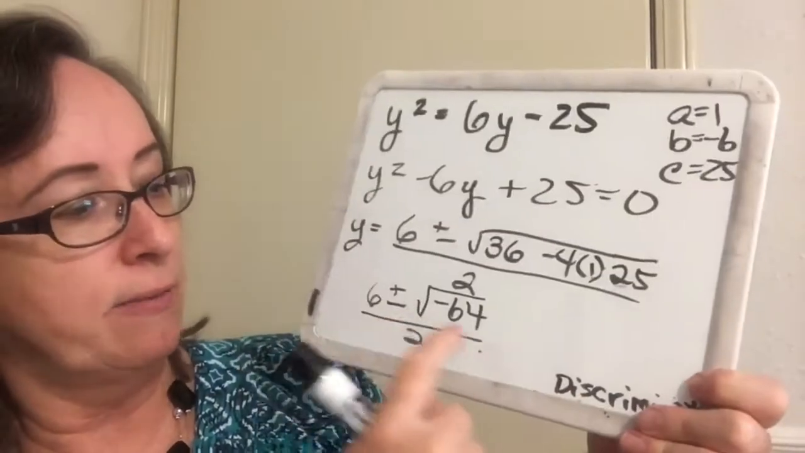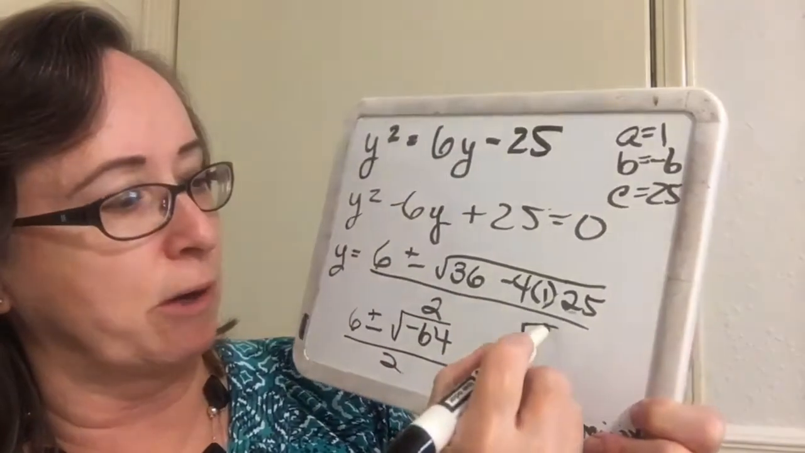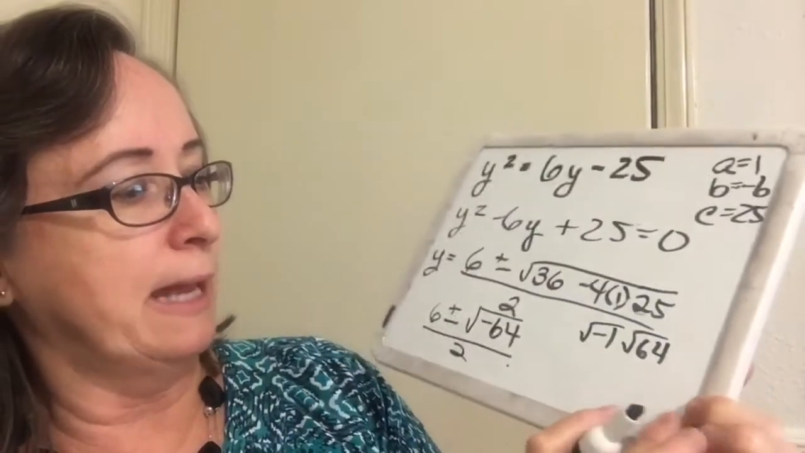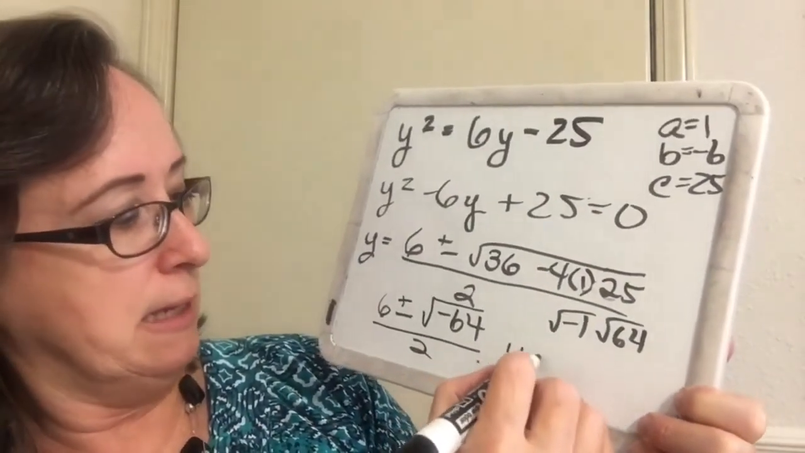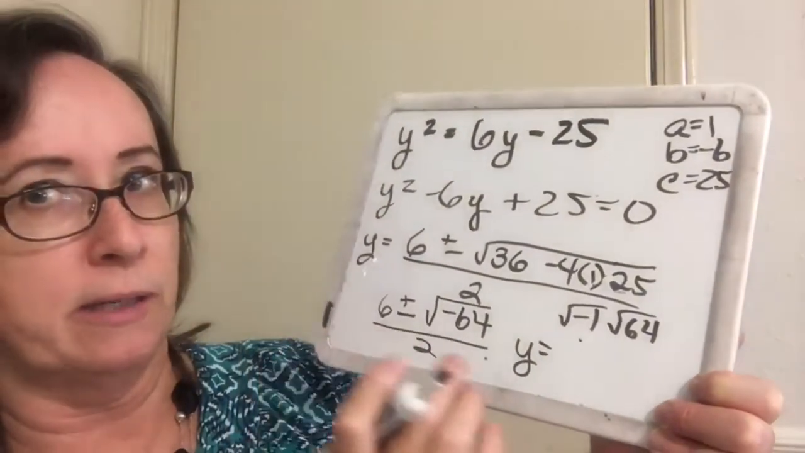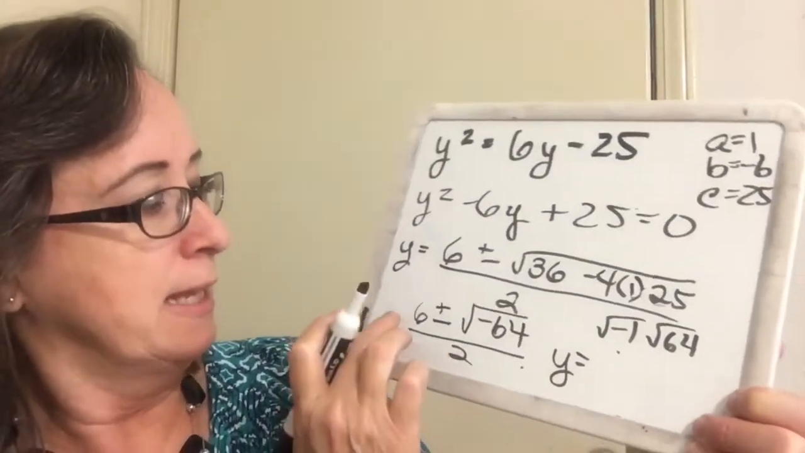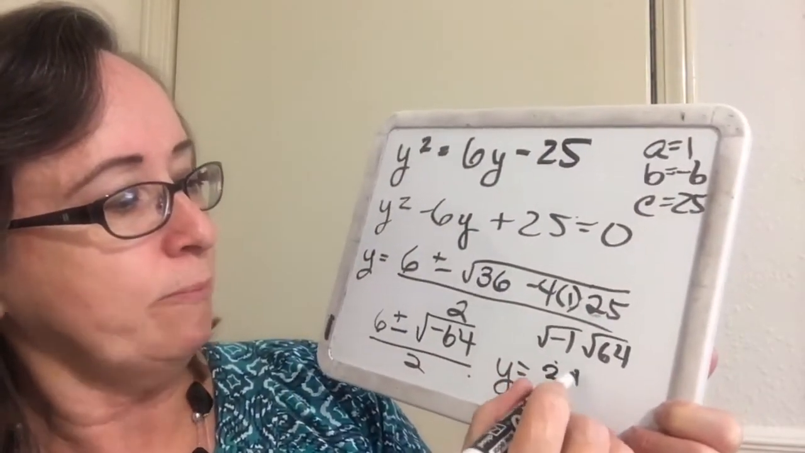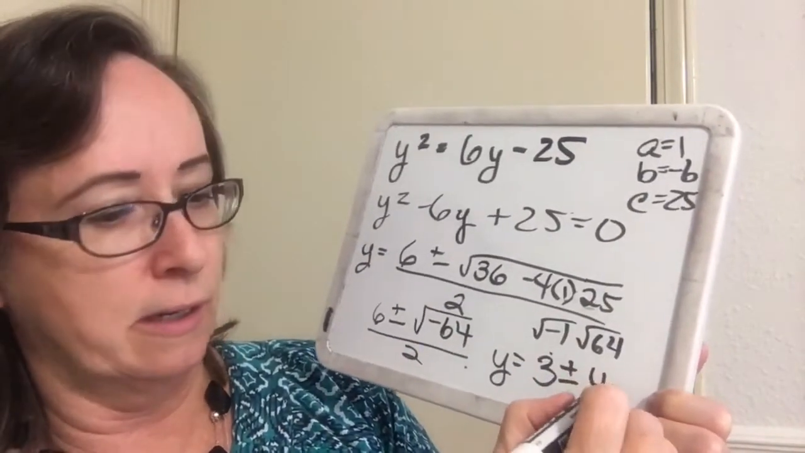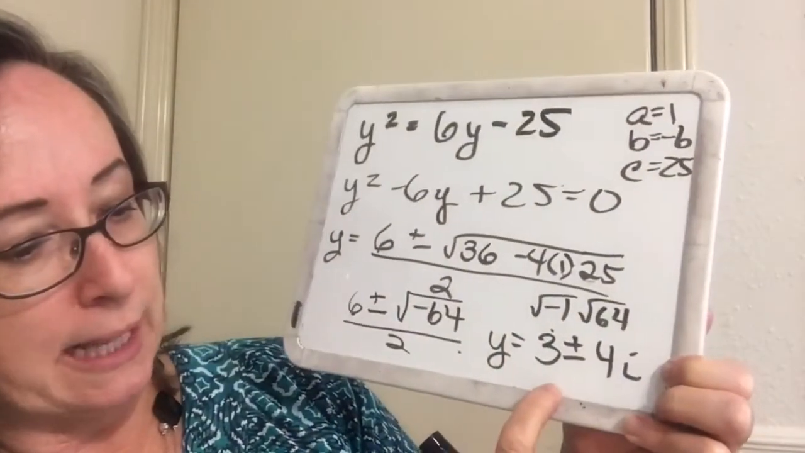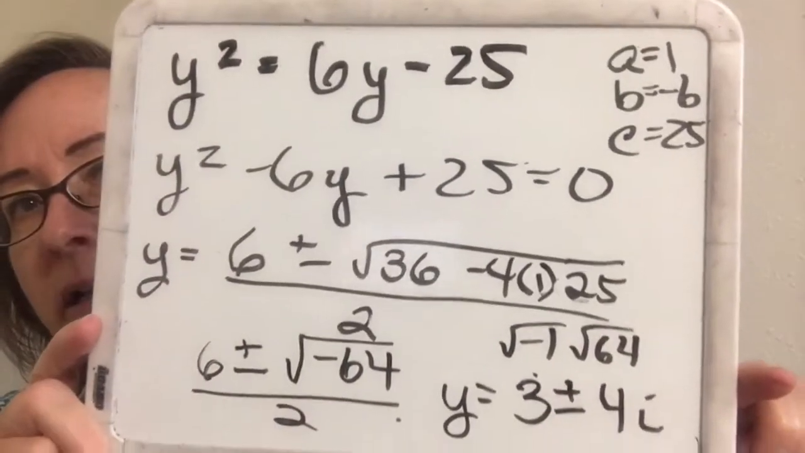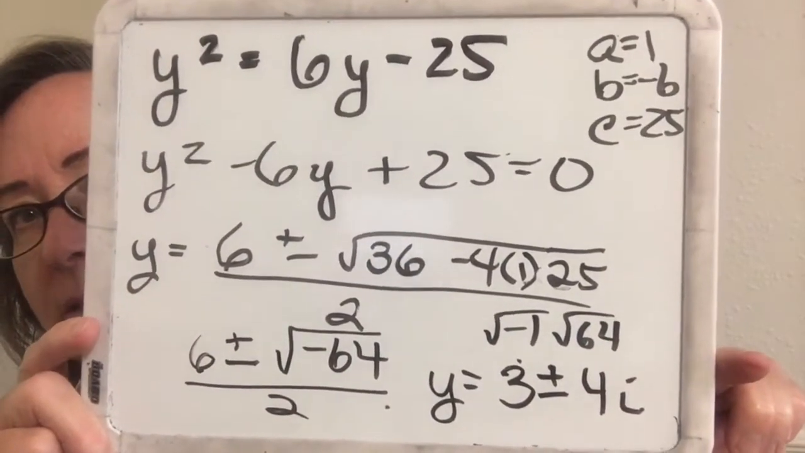But the square root of negative 64 is going to break up into the square root of negative 1 times the square root of 64, which is 8i. So we're going to have y equals 6 plus or minus 8i all over 2. Since I've got a real part and an imaginary part, I'm going to separate them. So 6 divided by 2 is 3, plus or minus 8i divided by 2 is 4i. Okay, so we have a 3 plus 4i and a 3 minus 4i, and those are correct solutions.